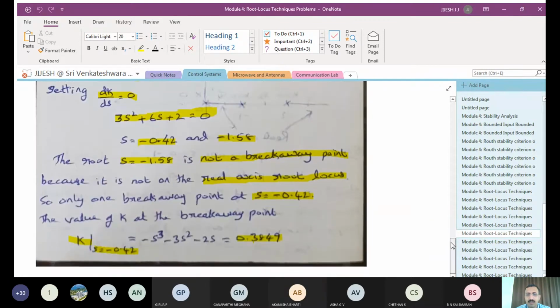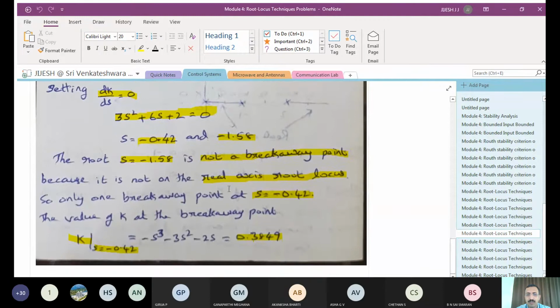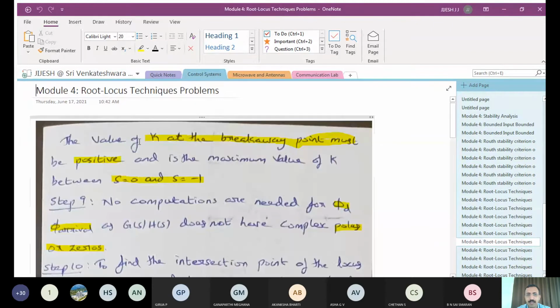Then we have also found the value. So we found that minus 0.42 is the breakaway point, and we found the value of K at s equal to minus 0.42. These all things we completed in the previous class, and then we also found that the K at the breakaway point must be positive, and the maximum value was between minus 0 and minus 1.